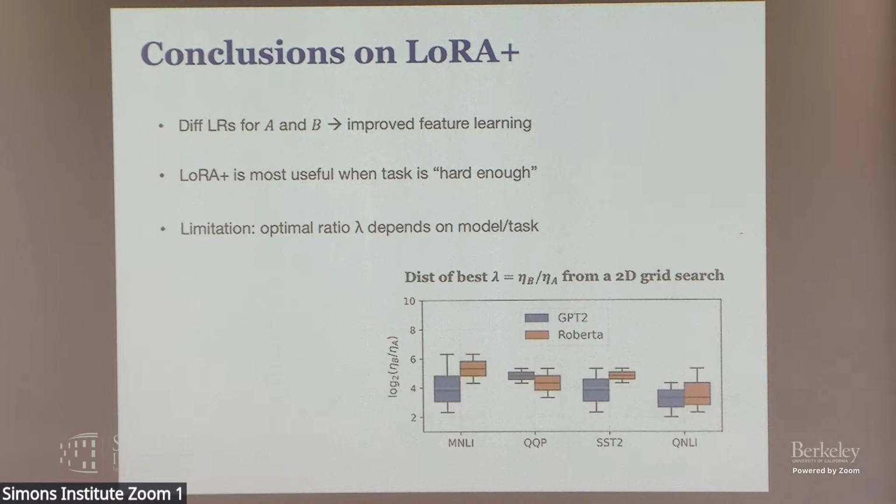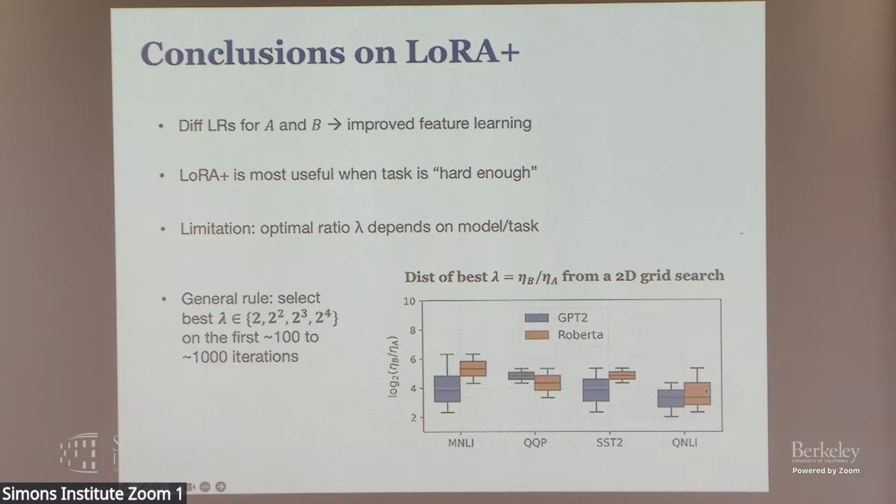Okay. One of the limitations of this analysis is that, because it's an asymptotic analysis, we have a lot of constants in those thetas, in those bounds. So the optimal ratio between the learning rates of A and B is not something that we get from the theory. By empirical evaluation, we found that this optimal ratio seems to depend on the model and the task. The model here is the color, so GPT-2 and Roberta, and the x-axis is the task. You can see that the optimal ratio seems to be task and model dependent.